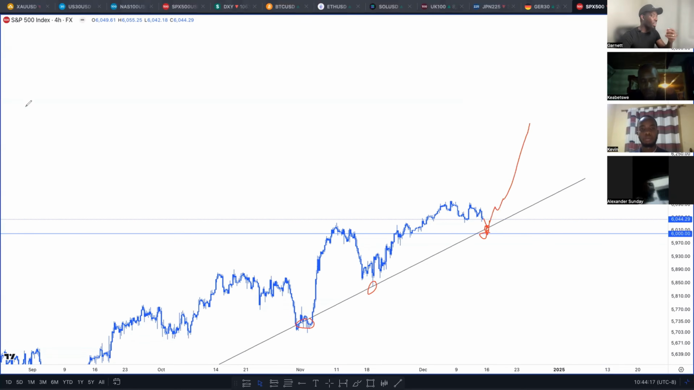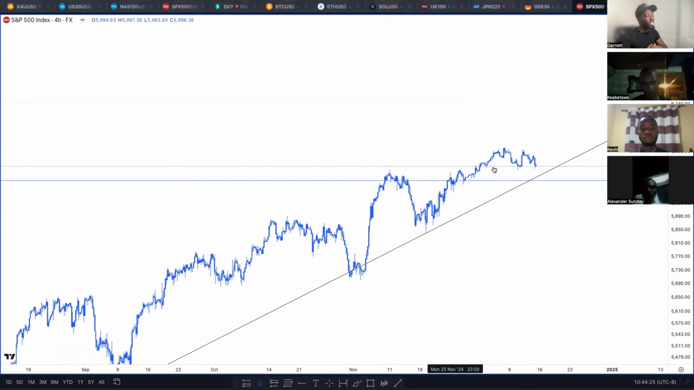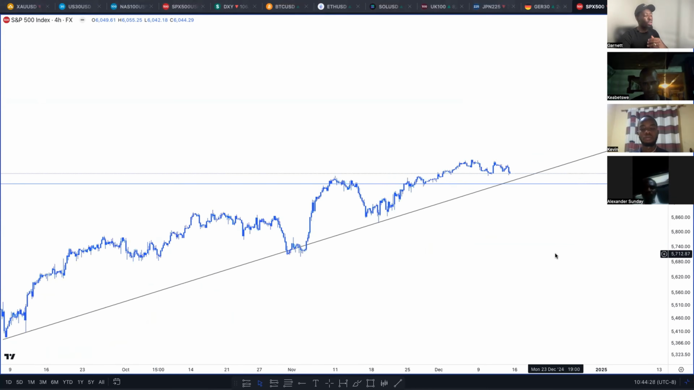Once you have this directional thing set up, and you're just using two basic principles, psychological levels and trend lines, then it becomes easy for you to sit on your hands and wait for price to come back to those areas. Then you can come back to Kea's question, the setup that you're looking for. That's a whole different thing.